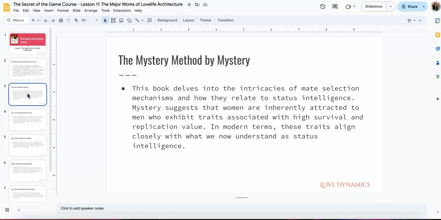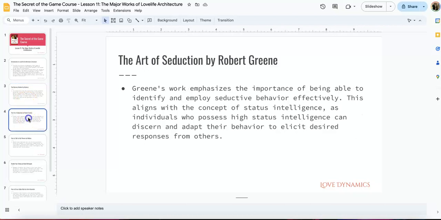So starting us off with The Mystery Method by Mystery, this book delves into the intricacies of mate selection mechanisms and how they relate to status intelligence, is kind of how we're translating that. Mystery suggests that women are inherently attracted to men who have traits associated with high survival and replication value, and that is just the status, if you will. In modern times, these traits align closely with those that are now understood as status intelligence. So really what Mystery was getting to with survival and replication value was the ability to have power in that time period. And in this time period, it's known as status intelligence. And so that's the beginning there.